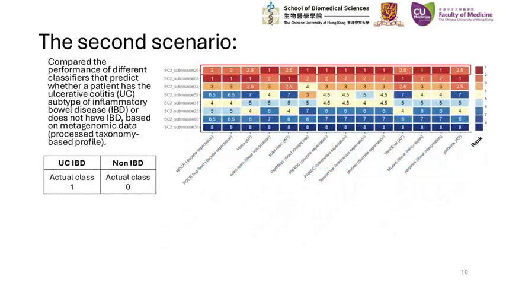This case compares classifiers used to detect ulcerative colitis, UC, a form of IBD, using taxonomy-based metagenomic profiles. Notably, Team SC2 Submission 26 experiences clear rank changes depending on which AUPRC tool is used. The inconsistency highlights how metric implementation can influence conclusions in biomedical research.